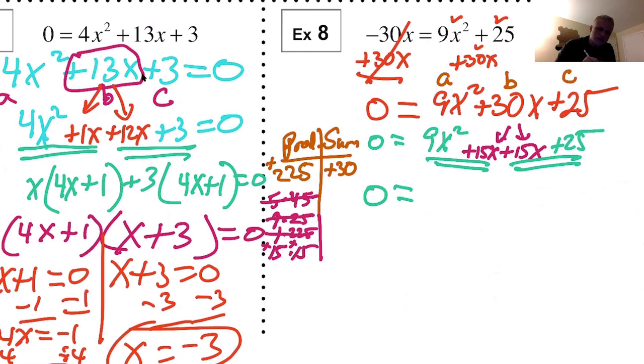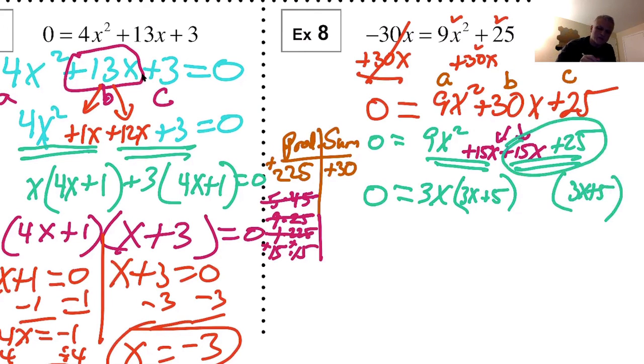What is the GCF of 9x squared and 15x? Well, for the x's, there's x. For 9 and 15, 3 is a factor that's common to both. So divide 9x squared by 3x, you get 3x. Divide 15x by 3x, you get plus 5. And we know that 3x plus 5 has got to be in the other set of parentheses. So that should help us a little bit.